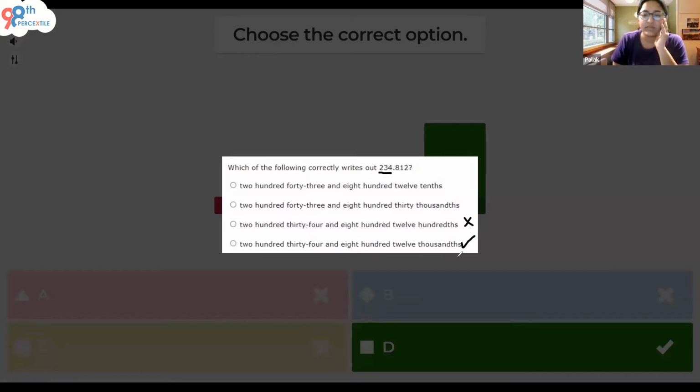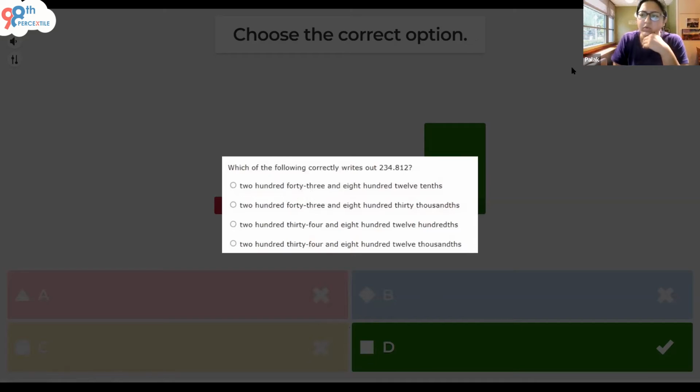That is why the answer is D and not this one, right? 234 and 812,000. I can see some of you got the answer as B and C because of the obvious reason that you might have assumed hundredth and thousand. That is for the C position. And for the B one, maybe you got confused with the 43 and the 34. Okay, so not a lot of you have answered it incorrectly.